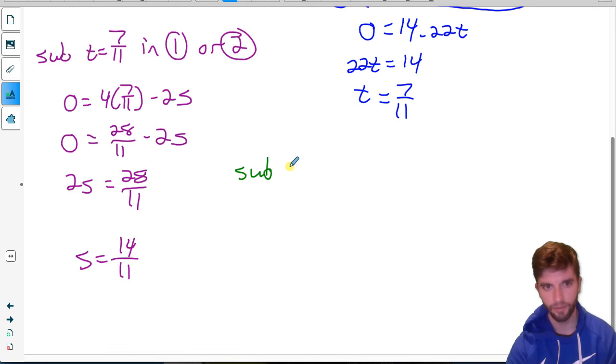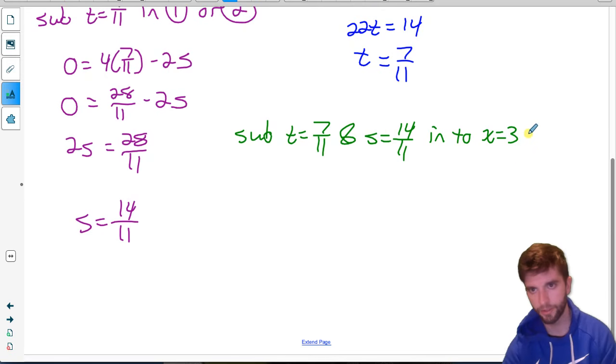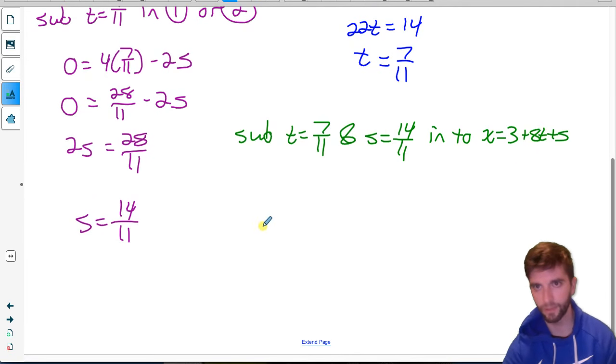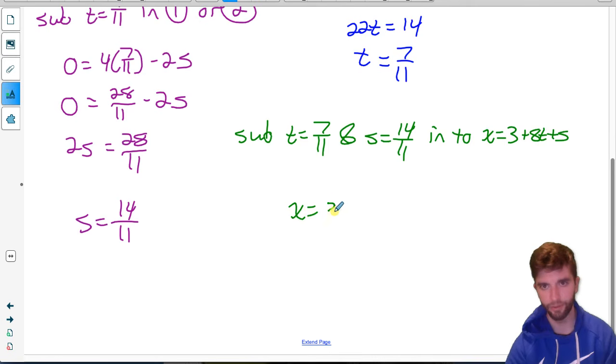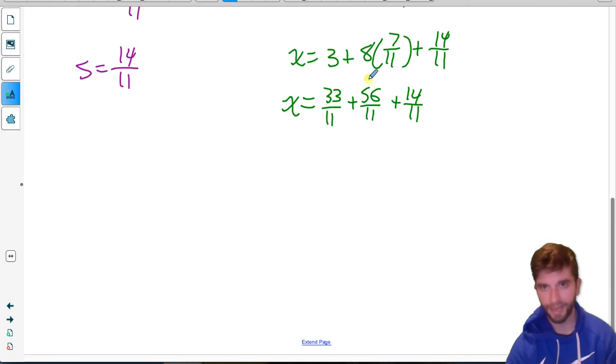To find that out, sub t equals 7 over 11 and s equals 14 over 11 into x equals 3 plus 8t plus s. So I have x equals 3 plus 8 times 7 over 11 plus 14 over 11. So I'm going to need a common denominator, so I'll rewrite that 3 as 33 over 11 plus 56 over 11 plus 14 over 11. If I add these 3, I get 103 over 11.